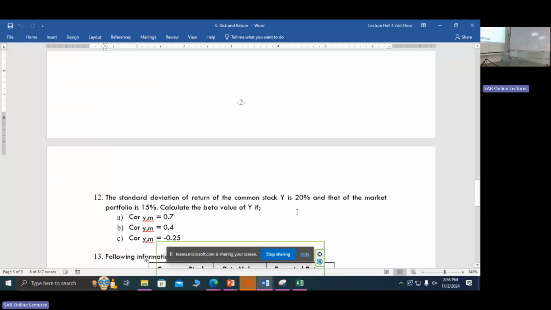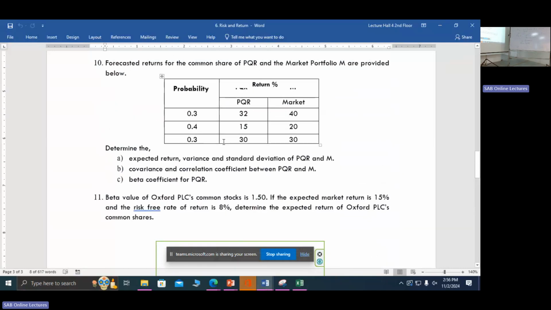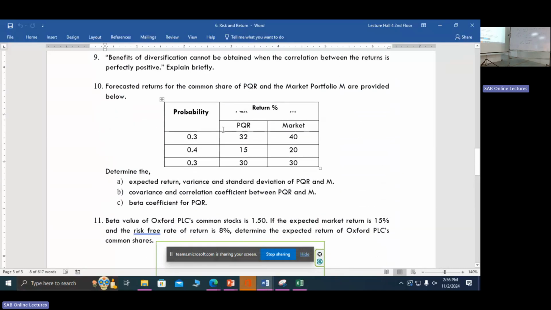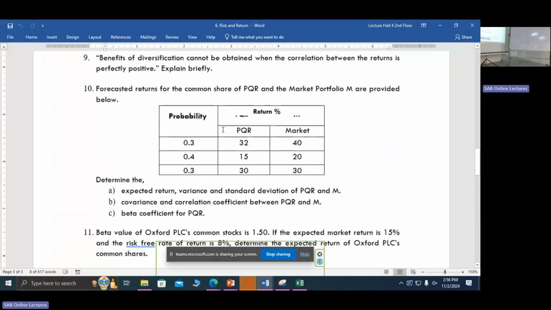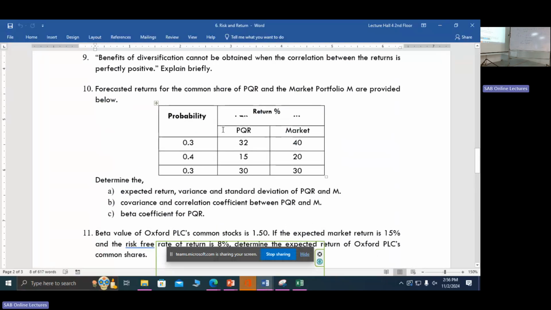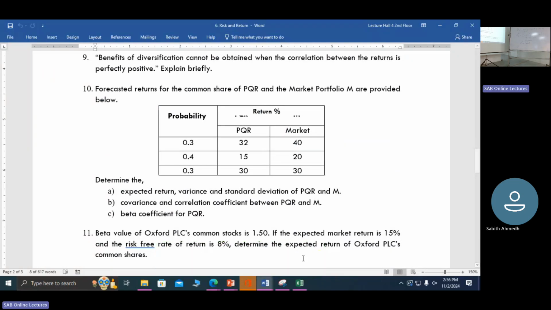Two more questions I promised to discuss with you. Let's look at this one, see whether you can manage it. So this is related again to the forecast return for the common shares PQR and the market portfolio, which are provided below. So you are given the PQR stock and the market portfolio.